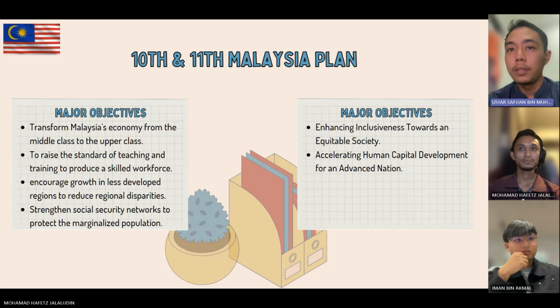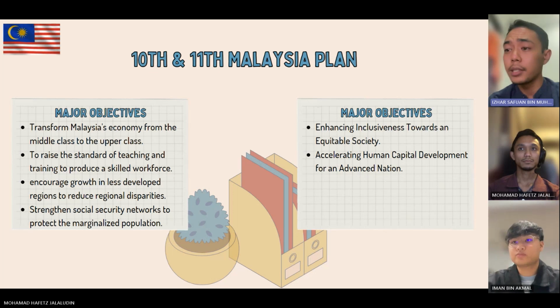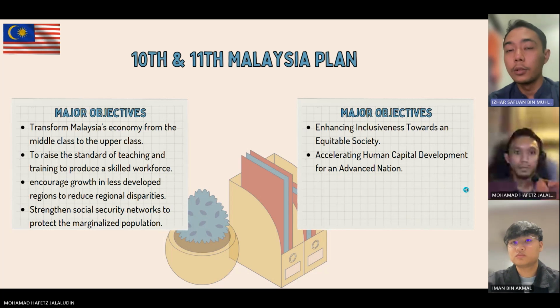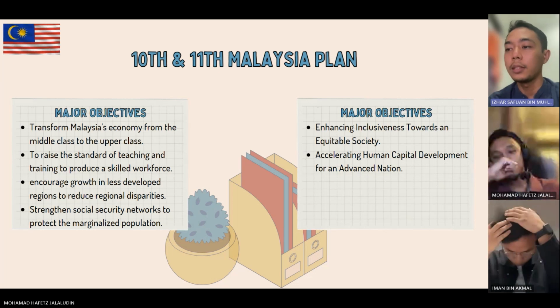The major objective is to transform the Malaysian economy from middle class to upper class. The second objective is to raise the standard of teaching and training to produce a skilled workforce. The third objective is to encourage economic growth in less developed regions to reduce regional disparities. The last objective is to strengthen the social security network to protect the marginalized population. So we compare these two objectives, and continue to the 11th Malaysia Plan.